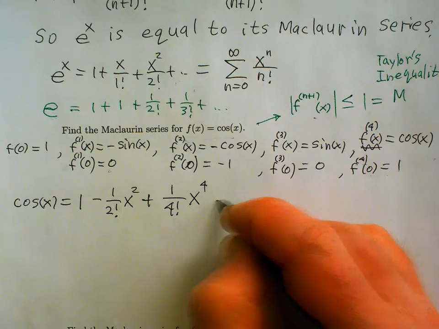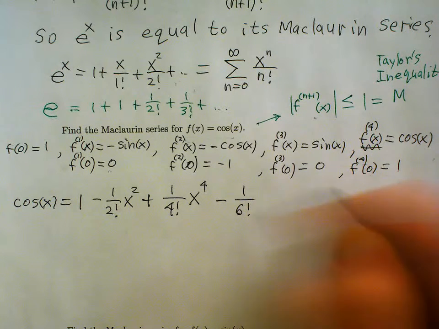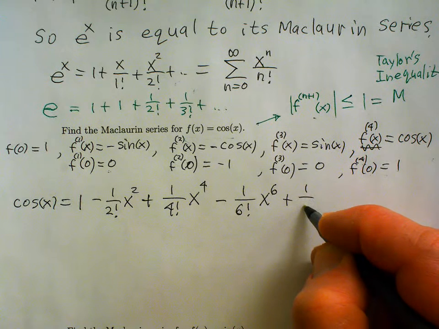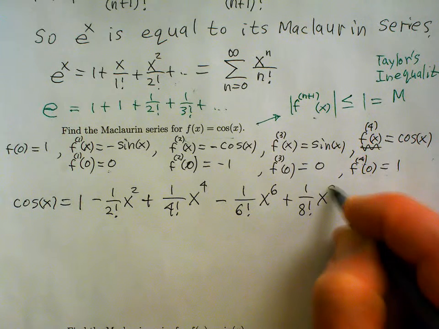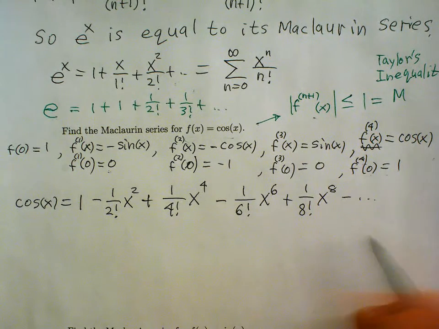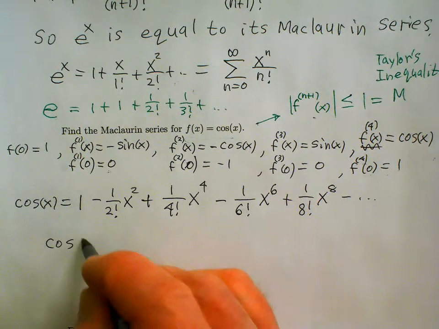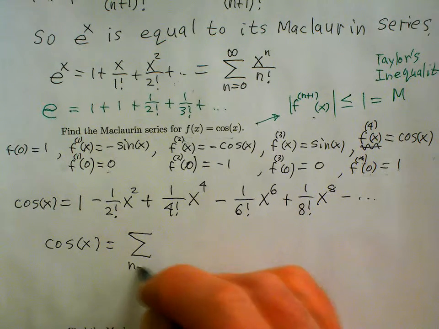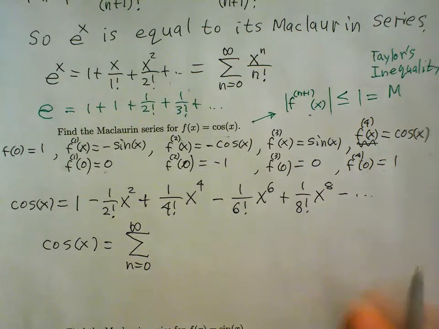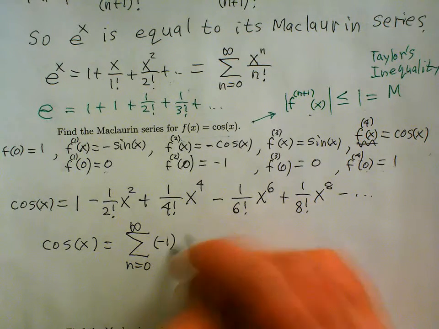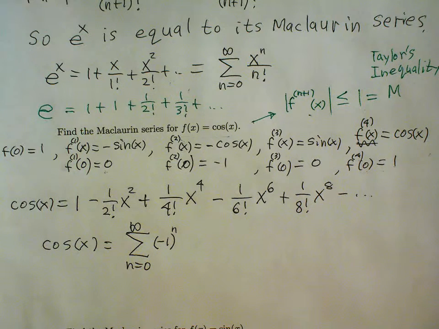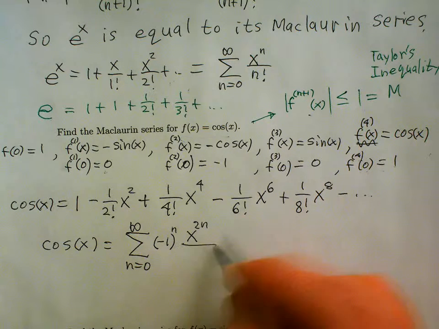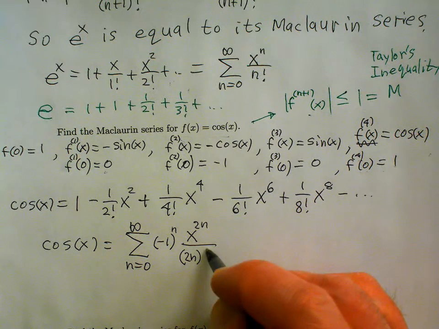The next one will be minus 1 over 6 factorial times x to the 6th, then plus 1 over 8 factorial times x to the 8th, and so on. And in sigma notation, you can write it this way. So it's an alternating series, and we have x to the 2n divided by the quantity 2n factorial.